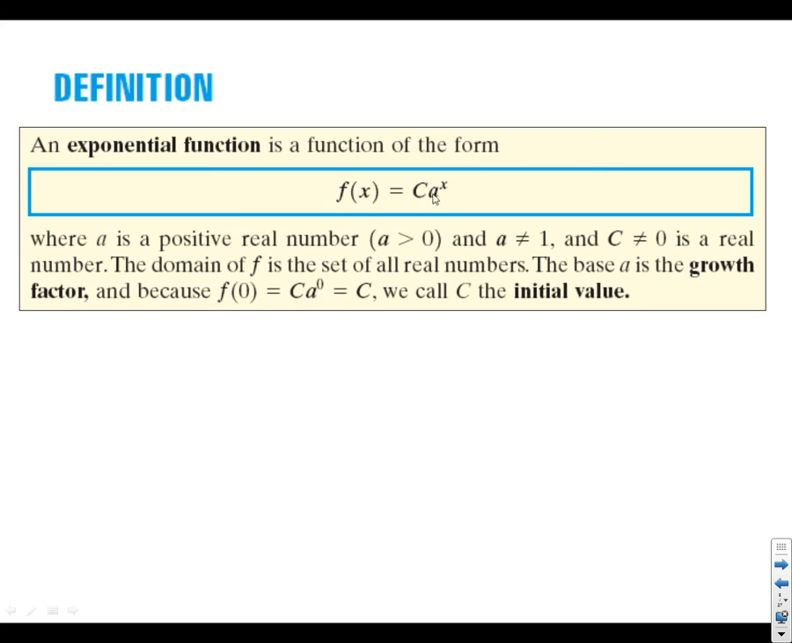Here's the function in exponential form, c a to the x. Now, a is your growth factor, like times by 2 or times by 3. Whatever this number a is, that's what we're multiplying by. And if x is 0, remember anything to the 0 is 1. So 1 times c is just c. C is your initial value, what you have if x is 0. This is also the same as the y-intercept.